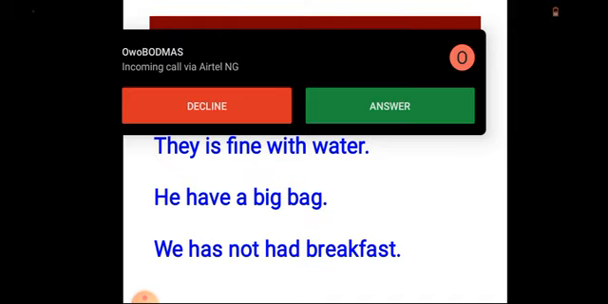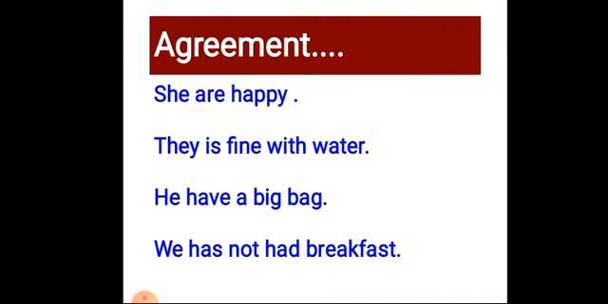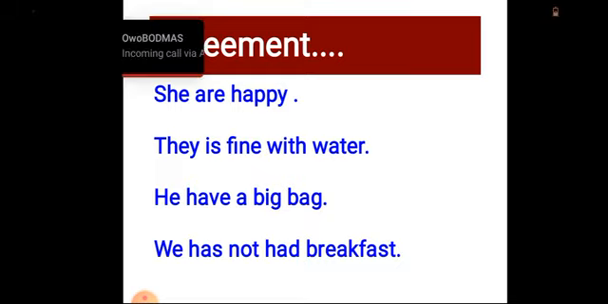What do you notice? I notice that there is no agreement in these sentences. The subject and the verb are not friends. So the sentence is wrong. It's a blunder. They have no agreement.